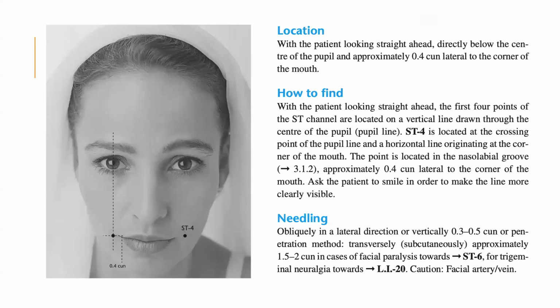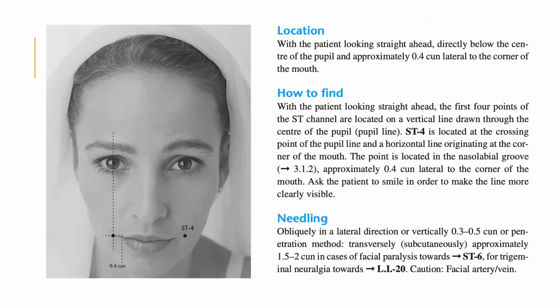Location. With the patient looking straight ahead, directly below the center of the pupil and approximately 0.4 tune lateral to the corner of the mouth. How to find this? With the patient looking straight ahead, the first points of the stomach channel are located on a vertical line drawn through the center of the pupil, or the pupil line. Stomach 4 is located at the crossing point of the pupil line and a horizontal line originating at the corner of the mouth. The point is located in the nasolabial groove, approximately 0.4 tune lateral to the corner of the mouth. Ask the patient to smile in order to make the line more clearly visible.